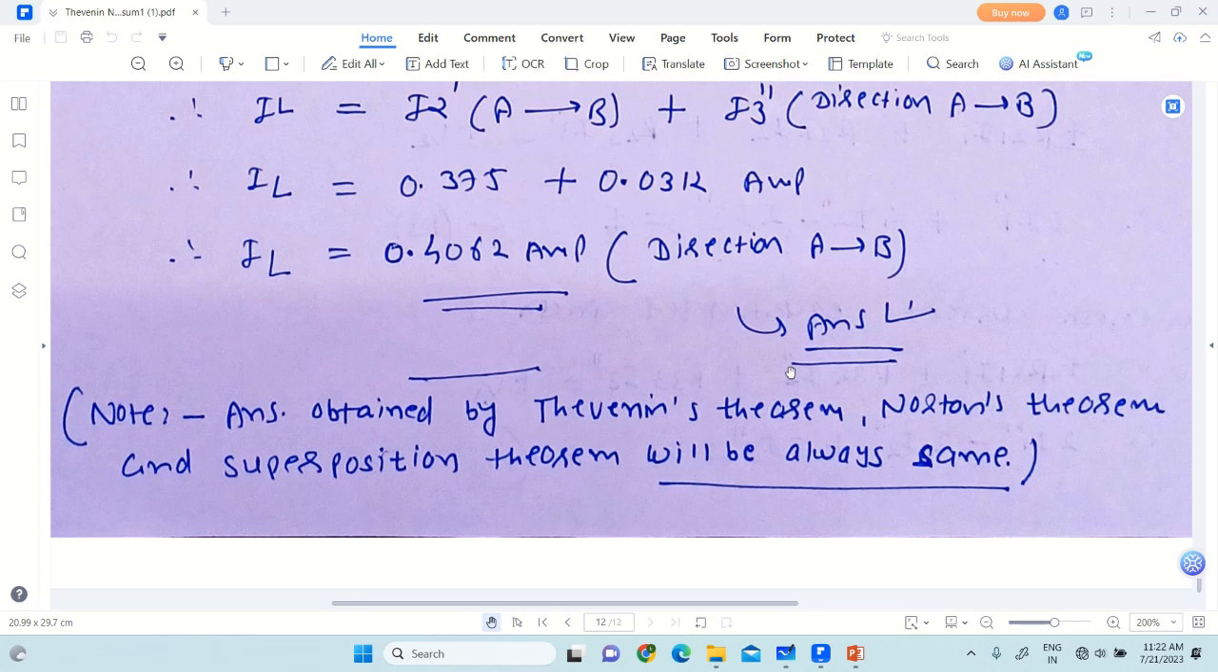Right, so superposition theorem can be applied to the linear networks only. It means there is a linear relationship between the voltage and the current. It means if you increase the voltage, the current will increase. If you decrease the voltage, the current will decrease. So there is a linear relationship between the voltage and current. So this is the limitation of the superposition theorem, right? You can apply it only to the linear and bilateral network. Okay.